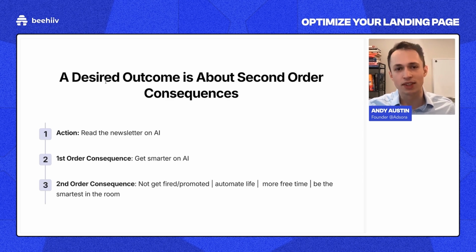Cool. So a desired outcome is about second order consequences. So let's say we subscribe to a newsletter about AI.